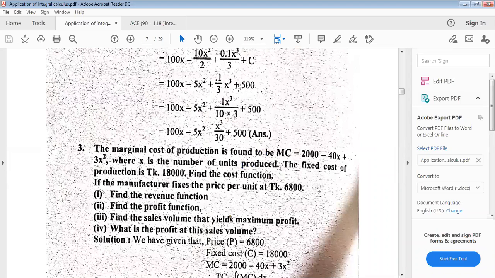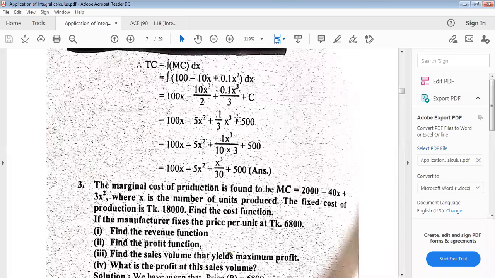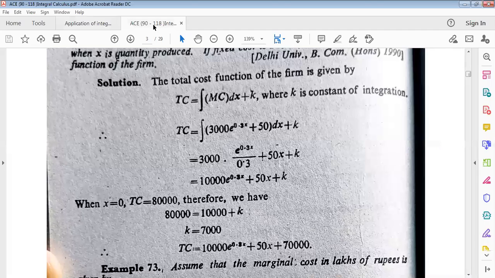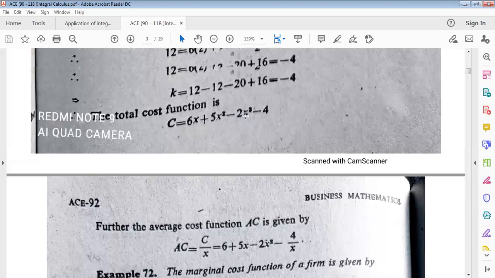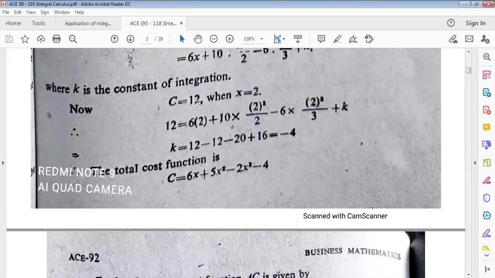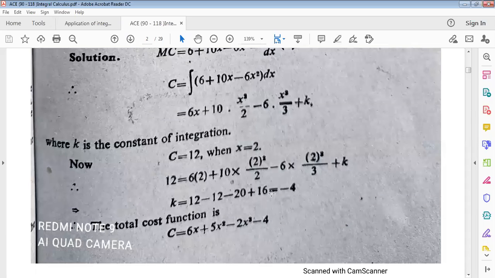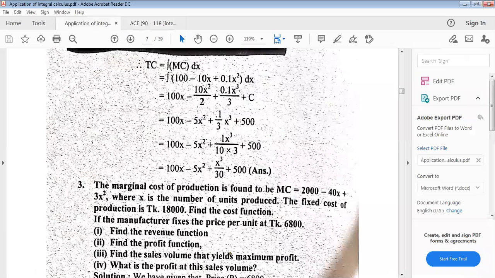Do you know? The fixed cost is 500, and when we take the fixed cost, we have to input x equals 0. When x equals 0, the total cost is 500. Then C equals 500. Just using this condition, when x equals 0, then putting in the above integration, we get C equals 500 in the same process.